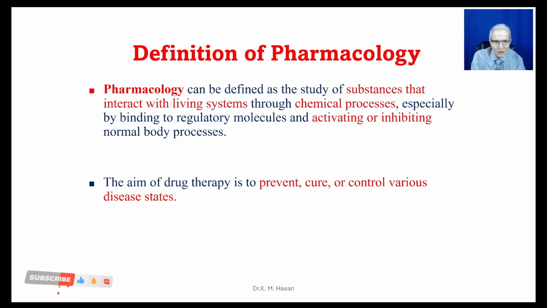Okay, this is the first one. We're done with pharmacology. Moving to another question here: what are the aims of treatment, or what are the aims of drug therapy? Why do we treat patients with medication? Number one, to prevent disease. Number two, to cure disease. Number three, to control various types of disease.